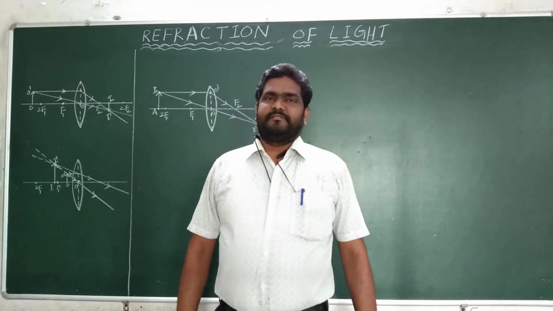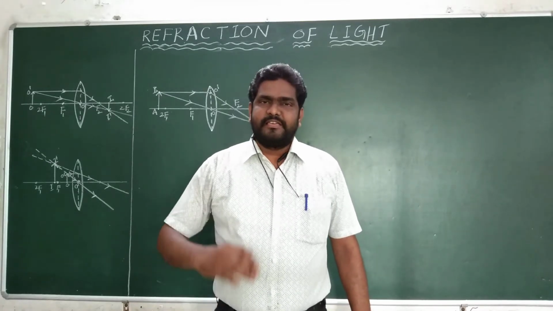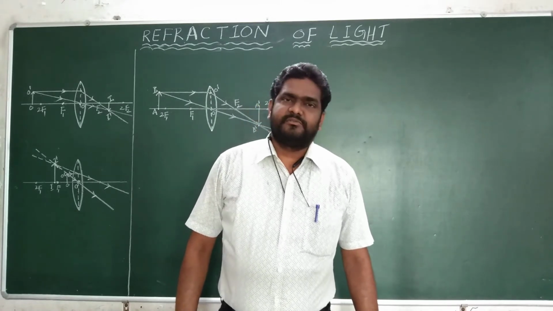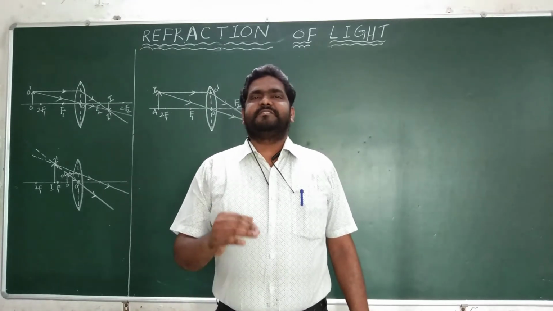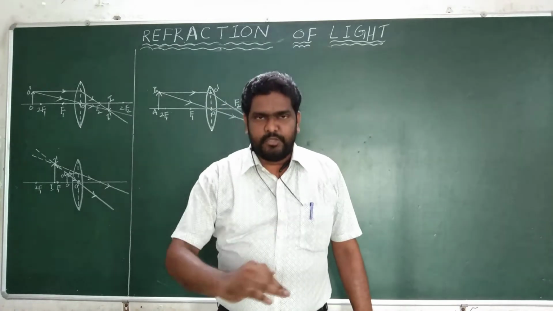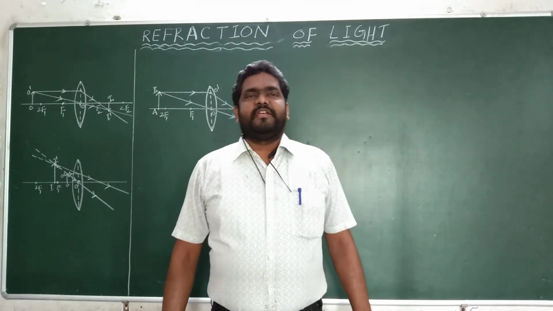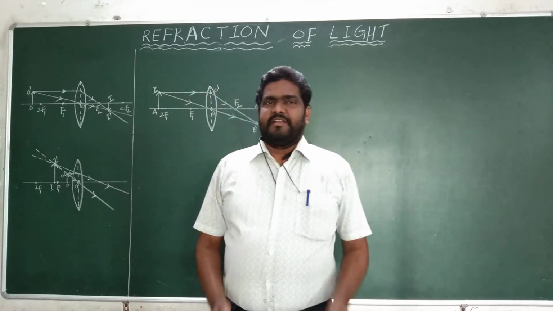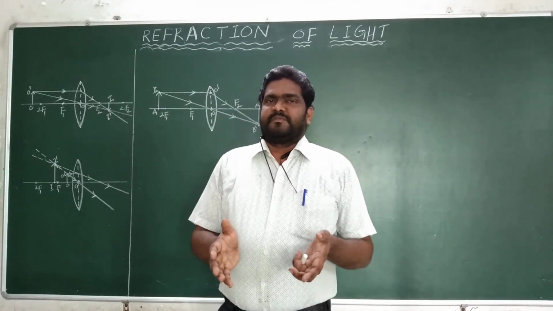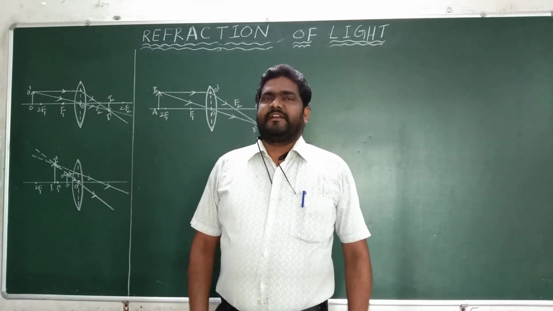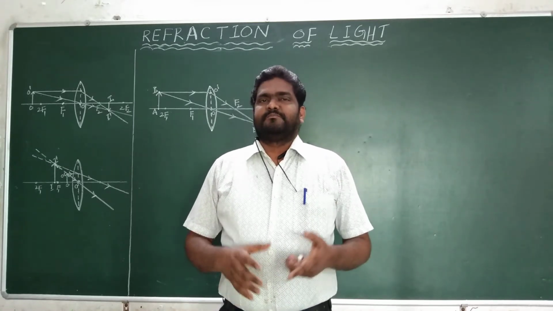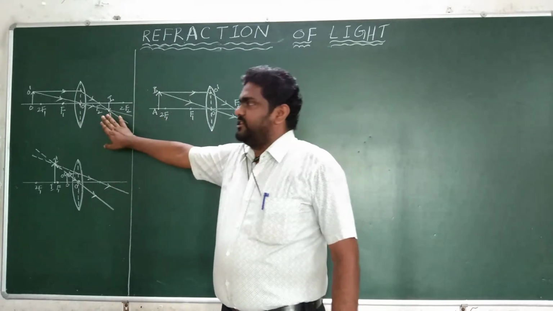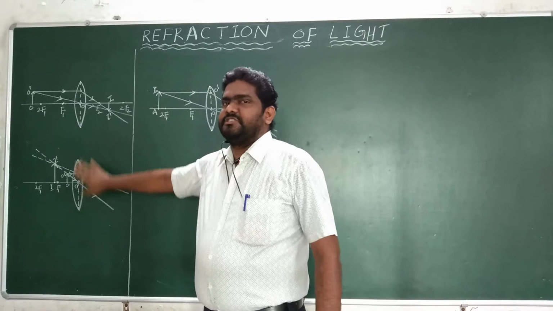Fourth point, distances measured above the principal axis are taken as positive. Fifth point, distances measured below the principal axis are taken as negative. These are the important points for sign convention. Based on these points, we apply the sign convention for these two situations.